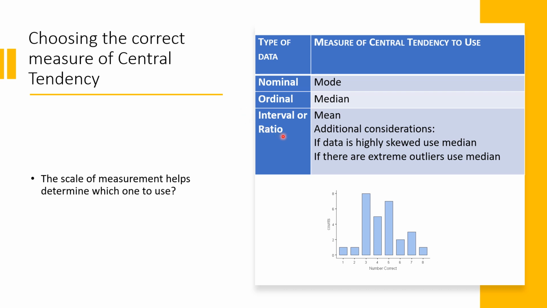You should also consider, when it comes to interval ratio data, whether the data is highly skewed or if there are outliers influencing the data set. While this distribution is not perfectly normal, it is certainly normal enough to use the mean. It would have to be very highly skewed in order to jump down to using the median, and you'd have to have an outlier. You'd have to have a data point way up here or way down here, far away from the other data points, to call that an outlier.